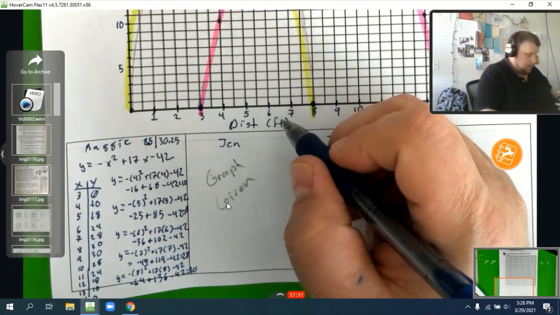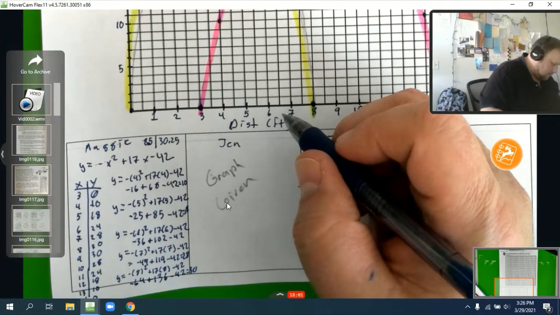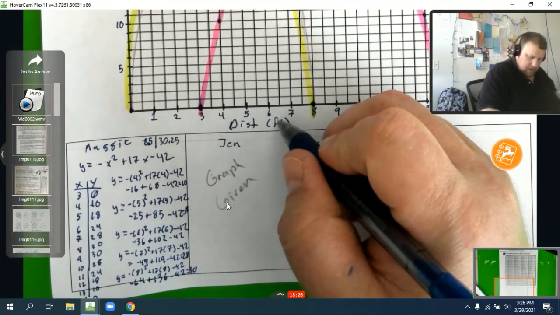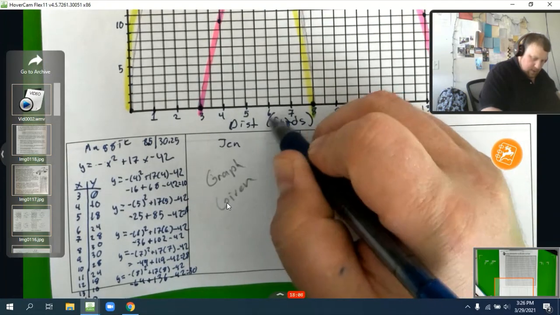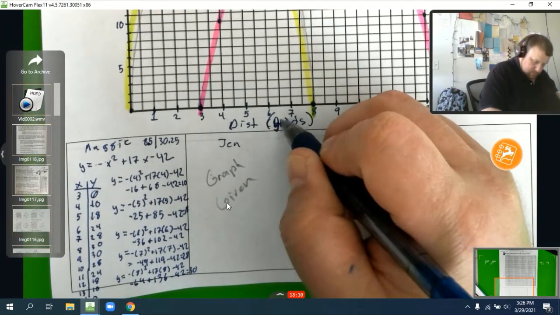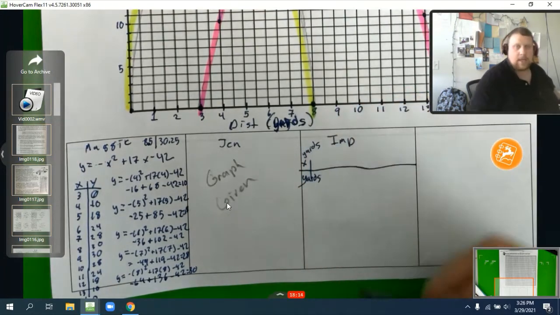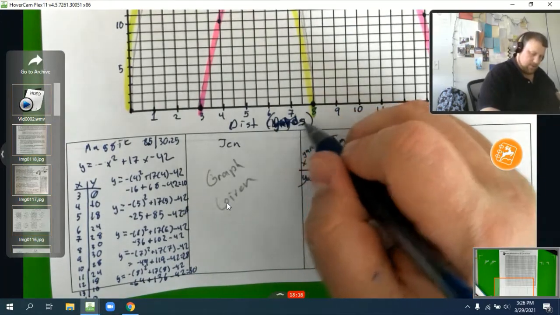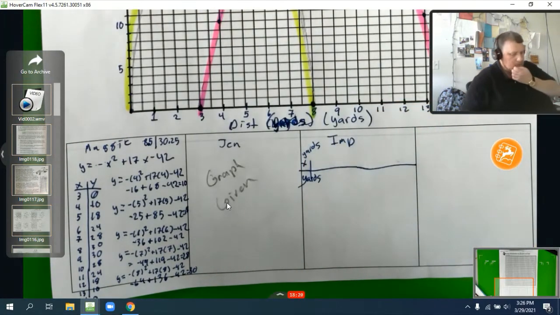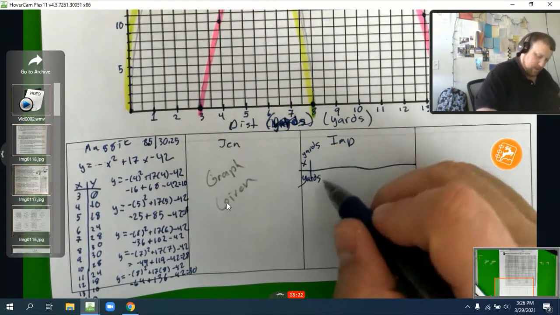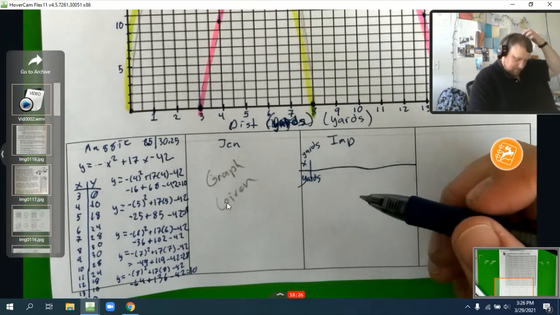And by the way, I wrote up here feet, and I meant to write yards. Would you guys forgive me? I just realized that mistake. That should have been yards up here. Let me just write yards. Please forgive me for writing feet. I realized that mistake as I was going through it. So my Y's in yards and my X is in yards, okay?